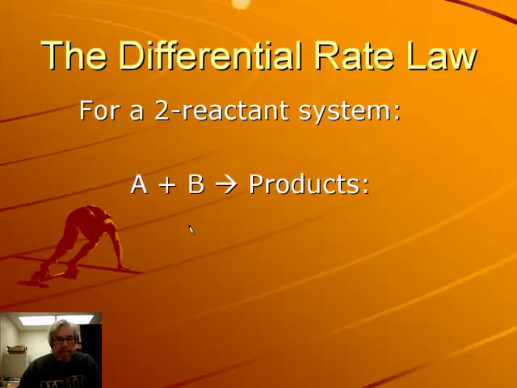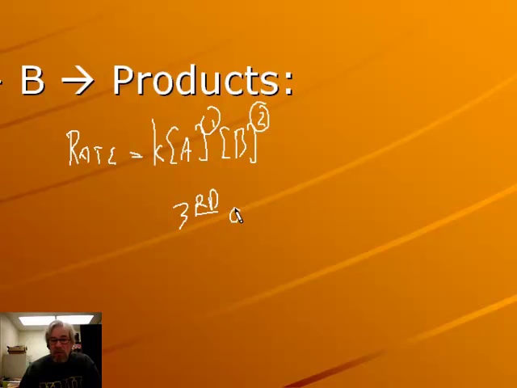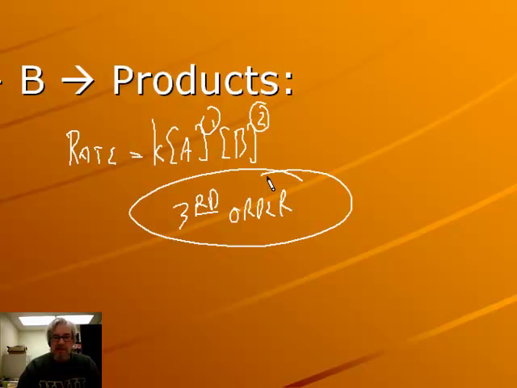One last thing. The overall order of the reaction is the sum of the orders of the individual reactants that are in the reaction. So we found for this experiment that we're talking about in this example, rate was equal to K times A to the 1 times B concentration raised to the 2. So if you sum up these orders, 1 and 2, you find out that this is a third order reaction overall. So the overall order of the reaction is the sum of the orders of the individual reactants.